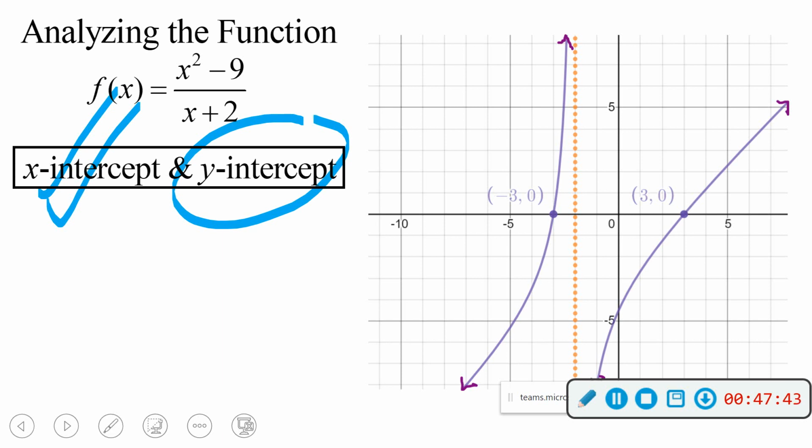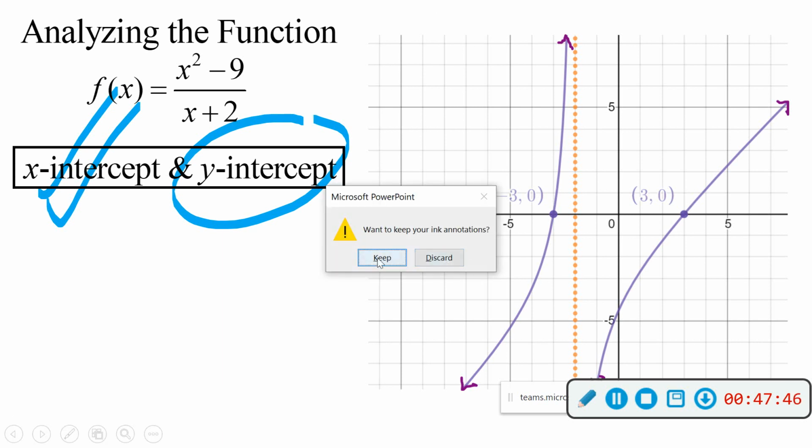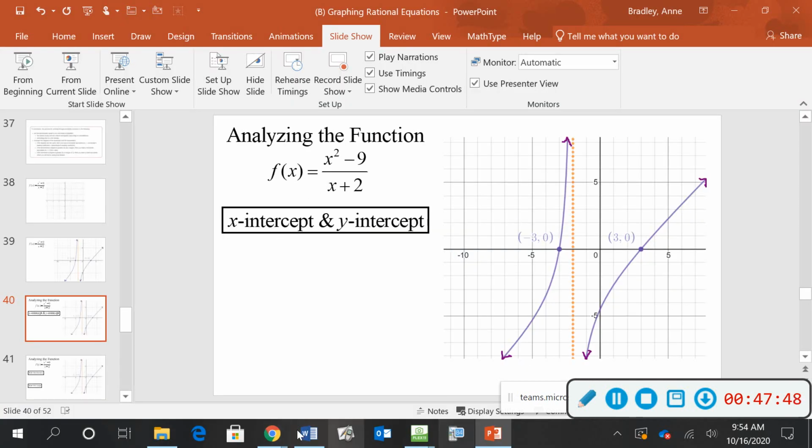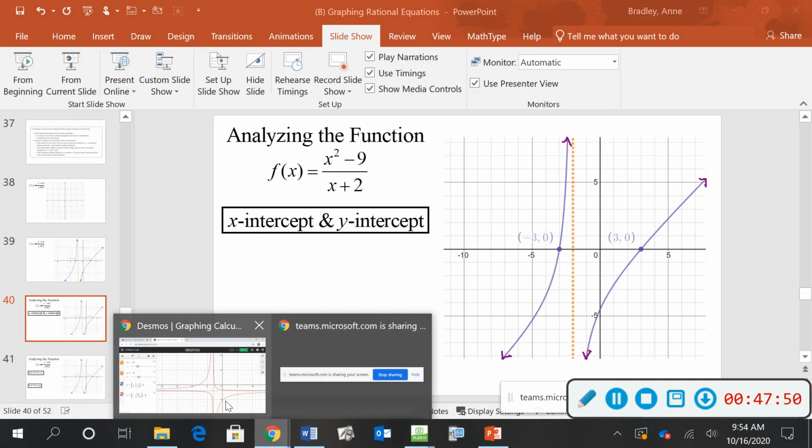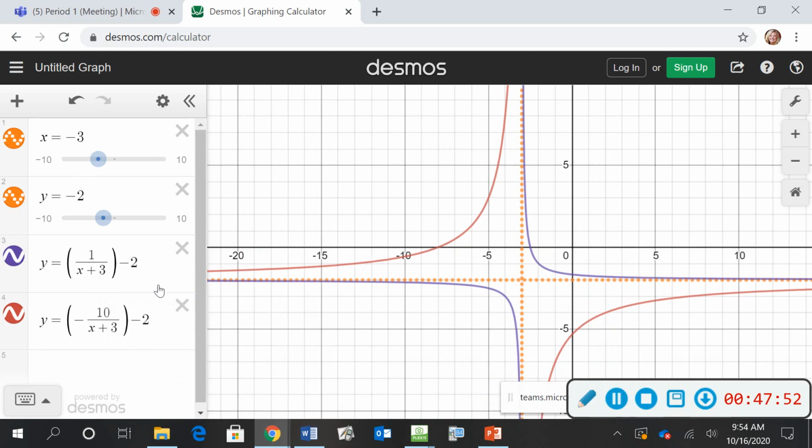And we do that by, thank you for your patience here, -2 and positive.